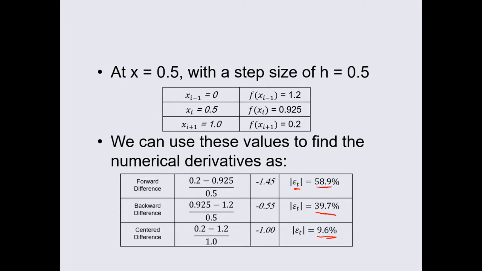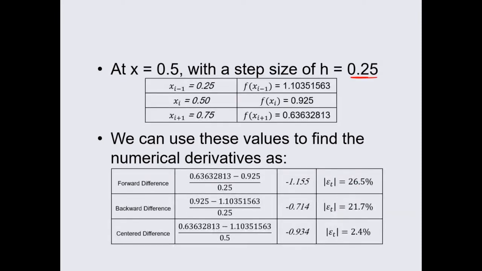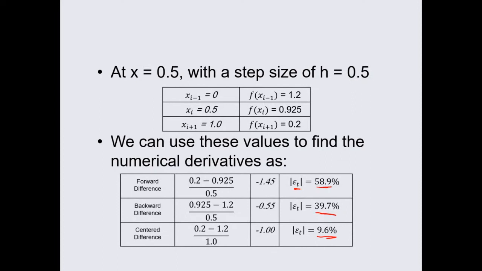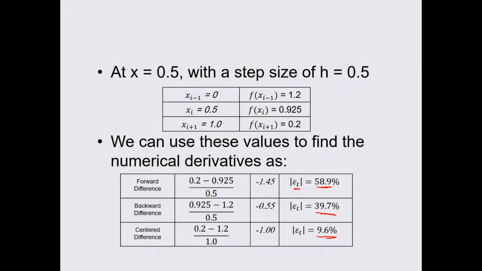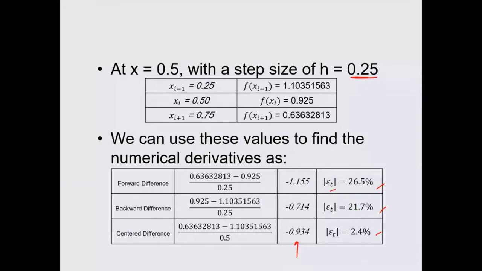Now, once we change the step size and make it 0.25, then we find these values for the derivatives, and the true relative errors are found as 26.5%, 21.7%, and 2.4%. Now, if you compare them to the previous values, you can see 58.9 and 26.5. So let's say almost 60, almost 40, almost 10. Once we make the step size half, we expect the true error, not the relative error, the true error, to become half, but it also reflects on the true relative error. We see that it has also become almost half. From 40%, let's say, it has reduced to almost 21%.